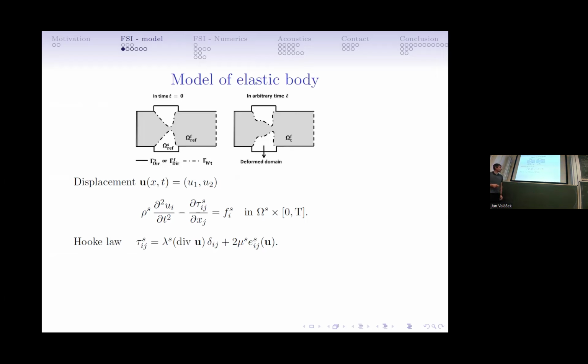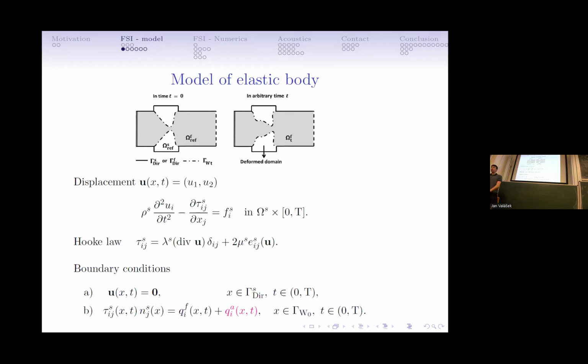So basically, we describe the deformation of the elastic body by this partial differential equation for the unknown displacement u. And here tau ij is the Cauchy stress tensor. In this model, we use linear elasticity, where the Cauchy stress tensor is related to the displacement by the generalized Hooke law.